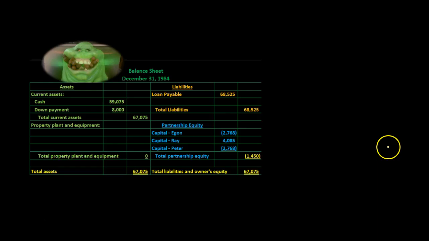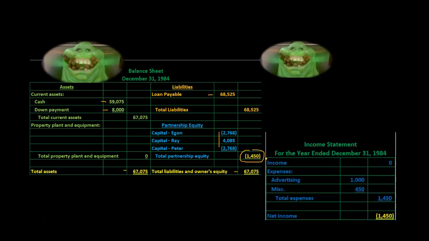What does that do to our Slimer balance sheet? Well, cash has gone to here. Cash has changed. Down payment has stayed the same. Liability stays the same. And then our partnership equity total has changed. We won't talk about the breakout yet. We'll do that later. But the total assets equal the total liabilities and equities still. And if we want to see the backup for this number in the equity section, we can take a look at the Slimer income statement.